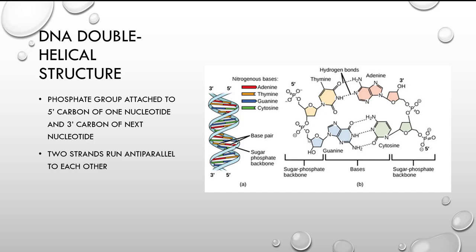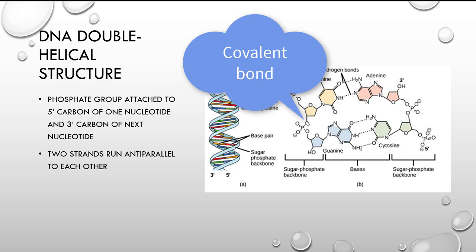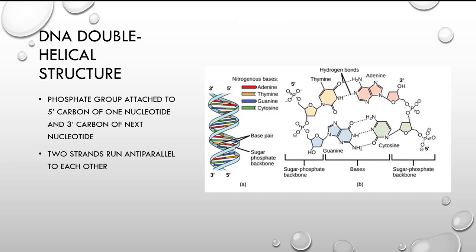And what holds the phosphate to the nearby sugar is a covalent bond. So this is a strong bond. Okay, it's a special type of bond called a phosphodiester covalent bond. It's just a covalent bond. It's got a special name, but that's what holds the sugar phosphate backbone together, the two nucleotides together.